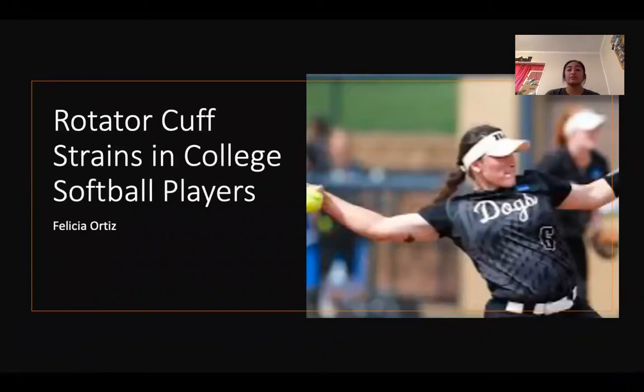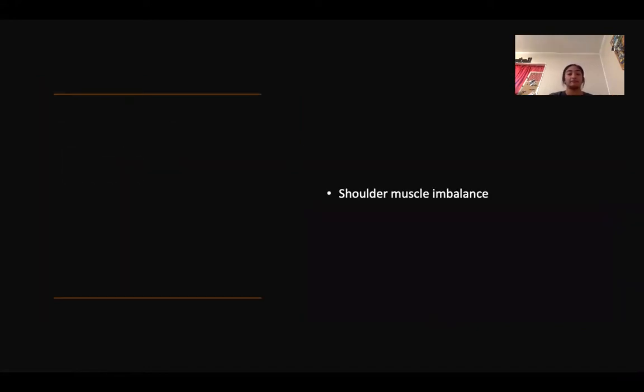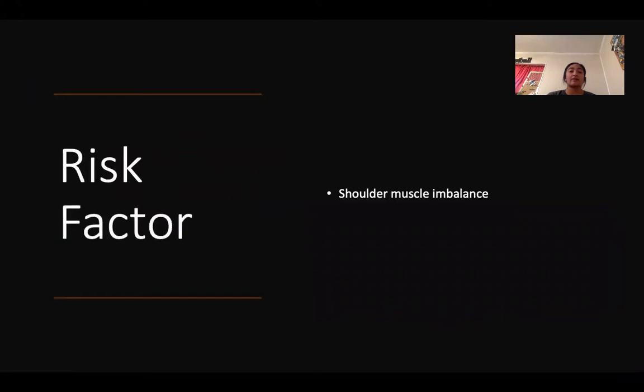My name is Felicia Ortiz, and I chose to cover the rotator cuff strains in college softball players, specifically at Texas Lutheran. The one risk factor that I'm going to be focusing on mainly today is going to be the shoulder muscle imbalance. If a group of muscles is not functioning properly or at a decreased rate, they're at a higher risk of injury due to the imbalance, causing a change in the path of motion for a joint during a specified movement.